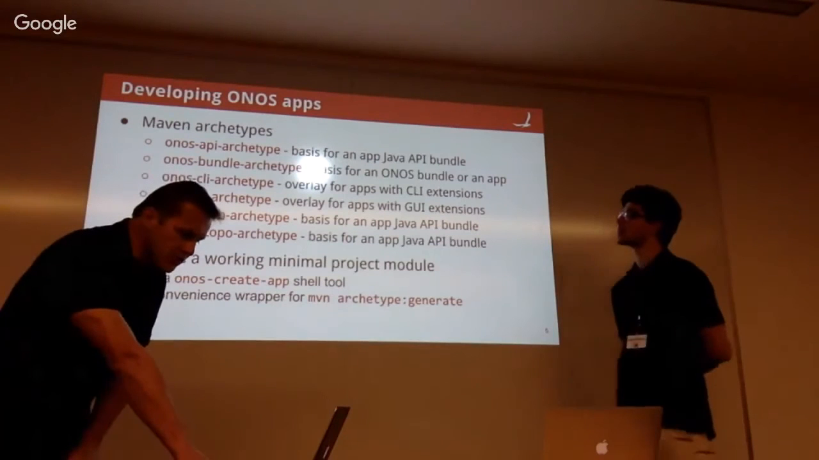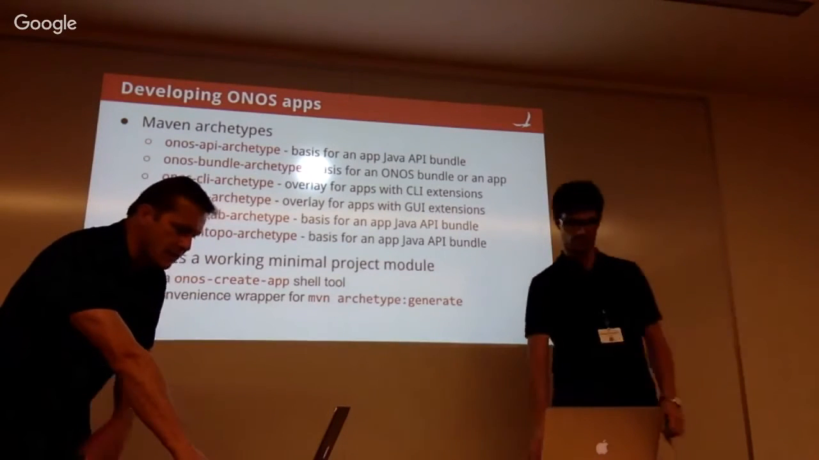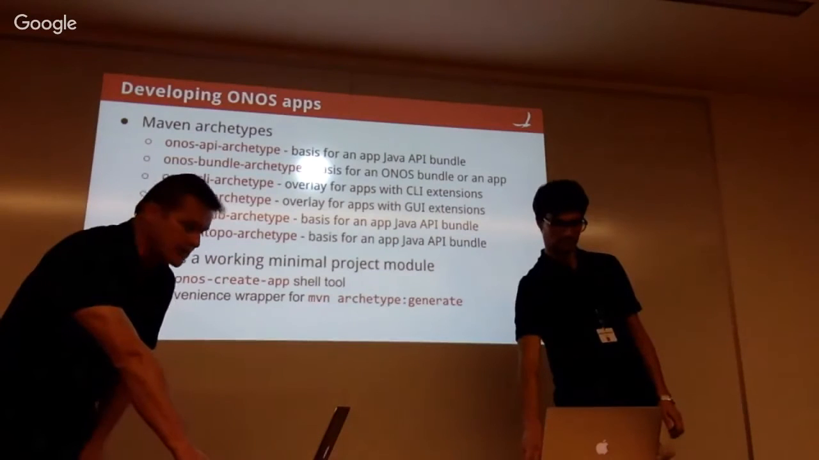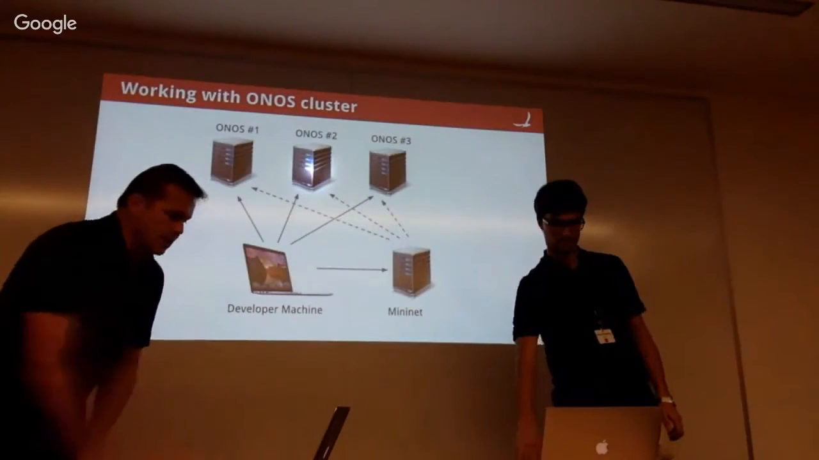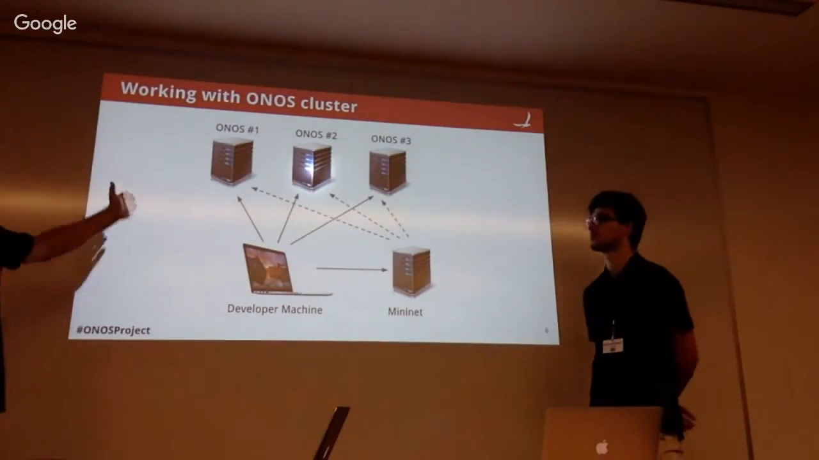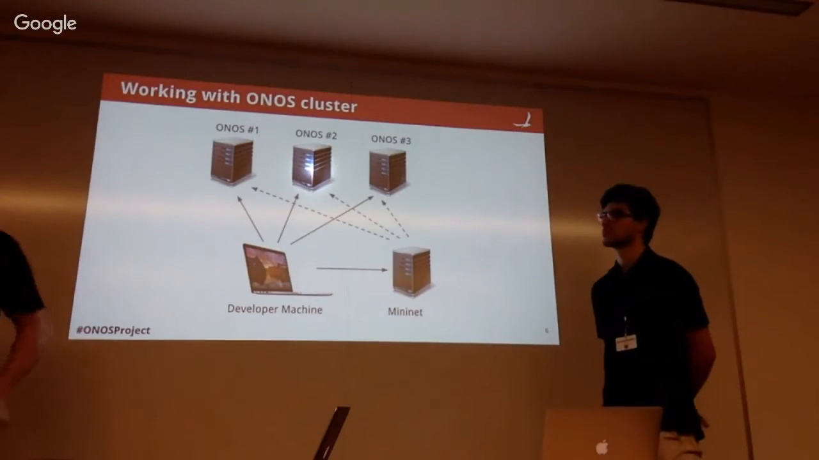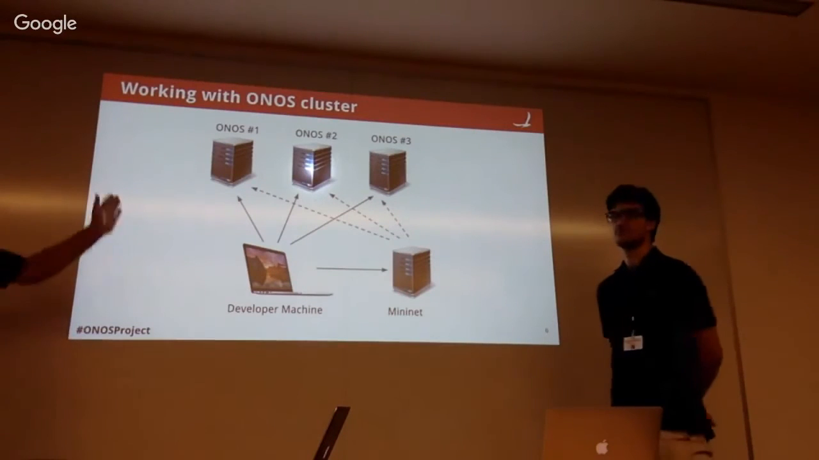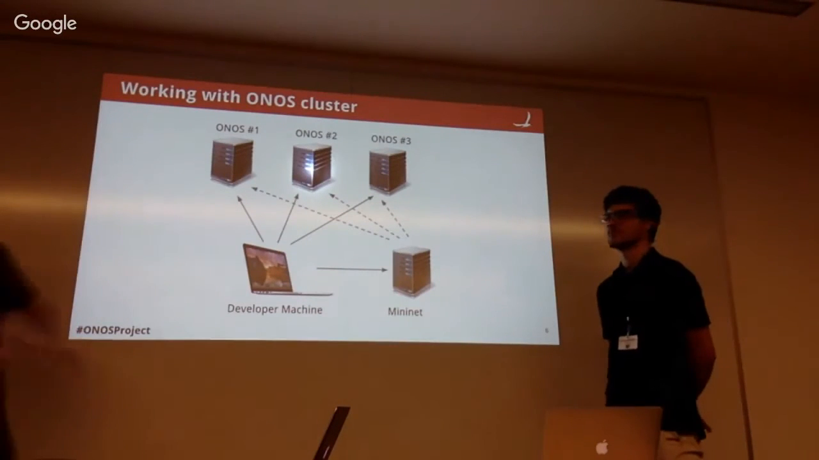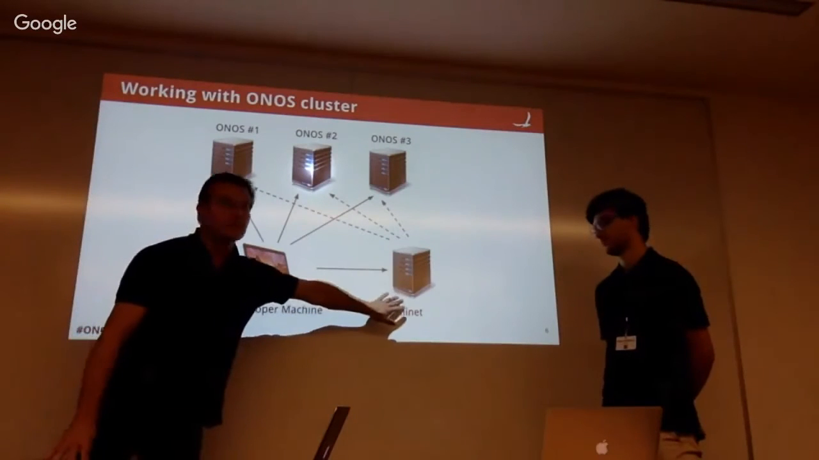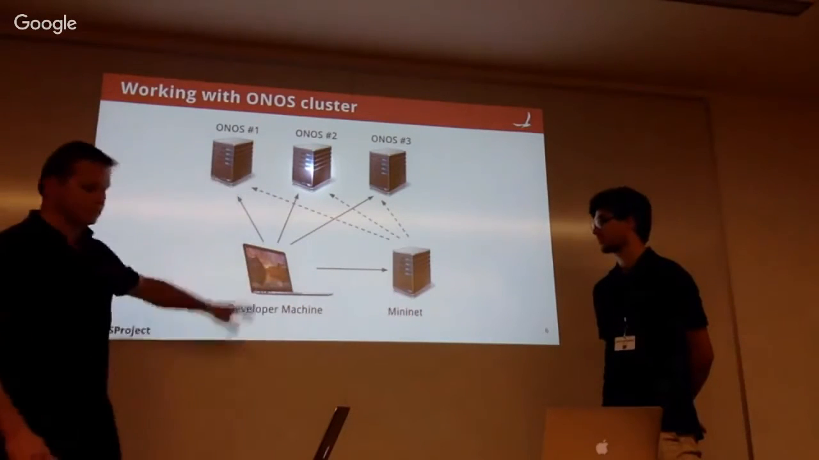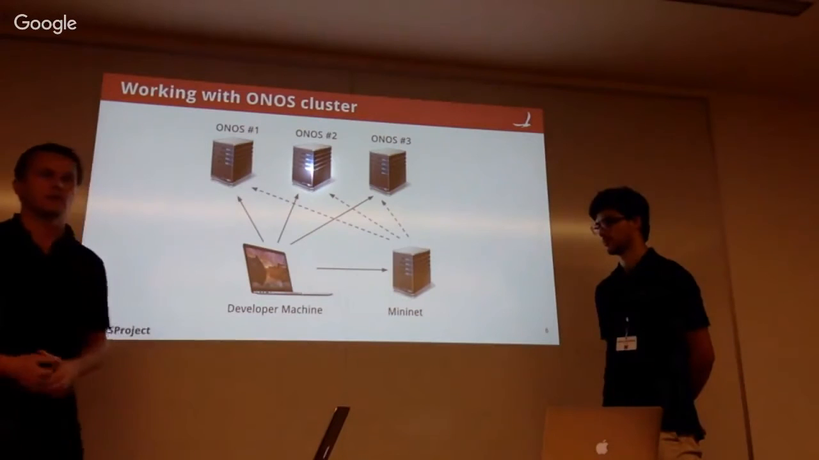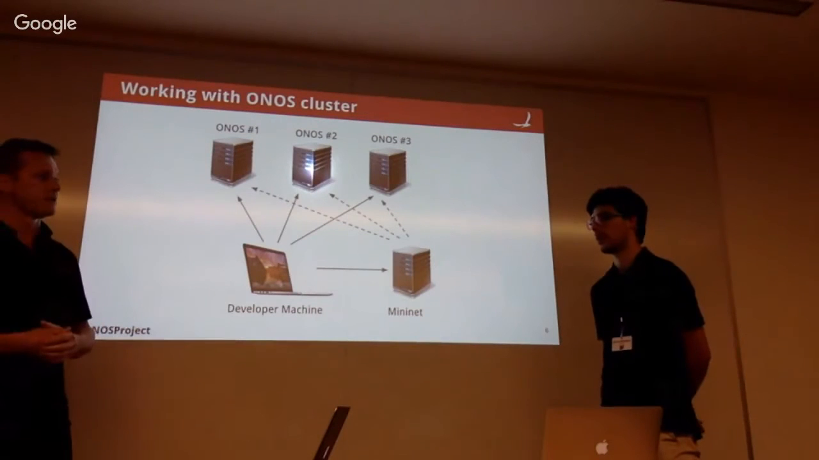So today, what we're going to do is show you how to work with these archetypes. For that, we're going to use the following environment, which is actually located in Menlo Park. We have a VPN connection to it, which comprises 3 ONOS nodes, a network node where we're simulating Mininet, and of course the laptop, which is this machine right here that I'll be operating while Andrea provides a narrative.